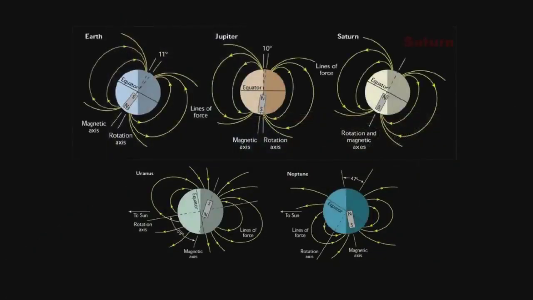Saturn's rings are so pronounced because the rotational axis and the magnetic axis of Saturn are exactly aligned with each other. Saturn is the only planet in our solar system with this exact alignment, and that is why rings are not as defined around other planets as they are on Saturn.